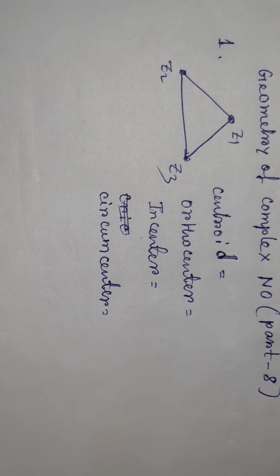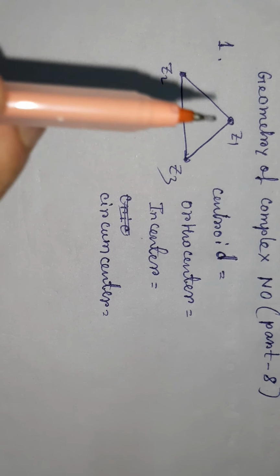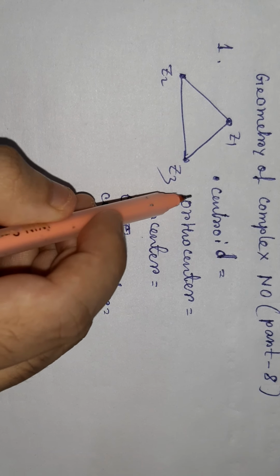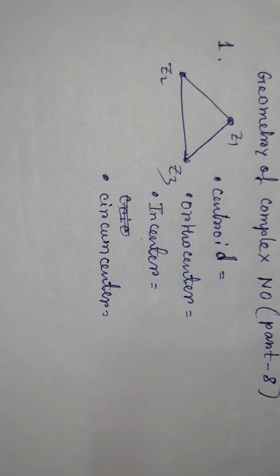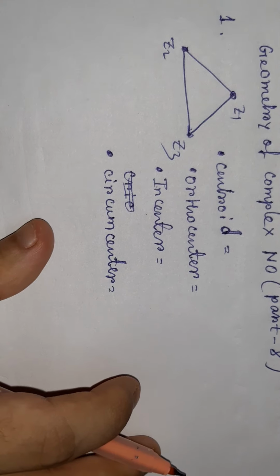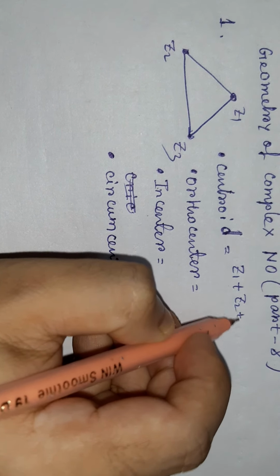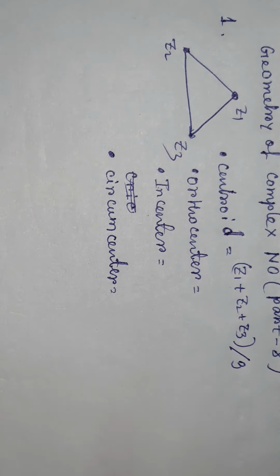with this triangle. If the triangle with the coordinates z1, z2 and z3 is given, then what will be the coordinate of the centroid? What will be the coordinates of the orthocenter, incenter and circumcenter? So let's start. The centroid of this triangle with the coordinates z1, z2 and z3 is very simple, and that is z1 plus z2 plus z3 whole divided by 3.